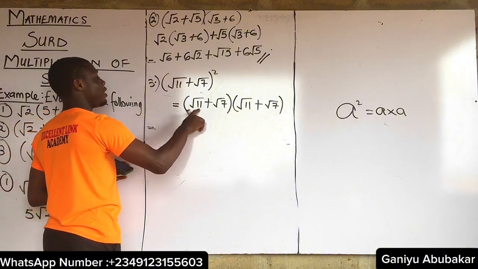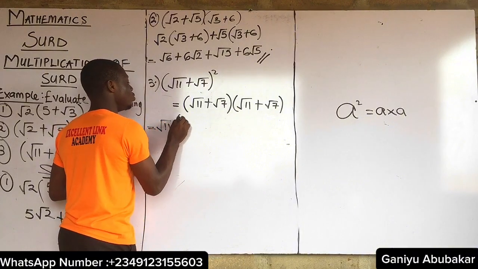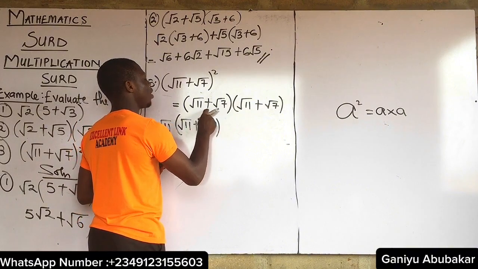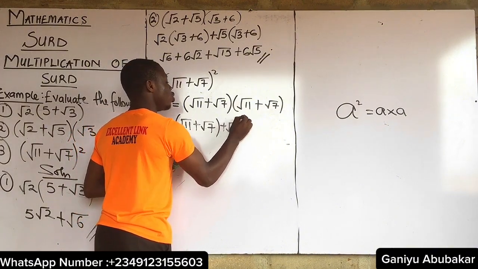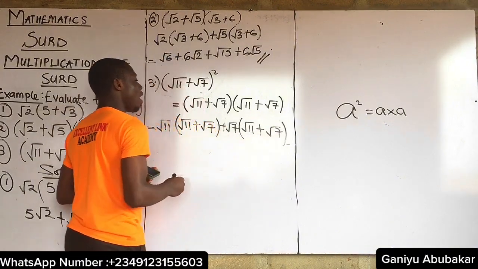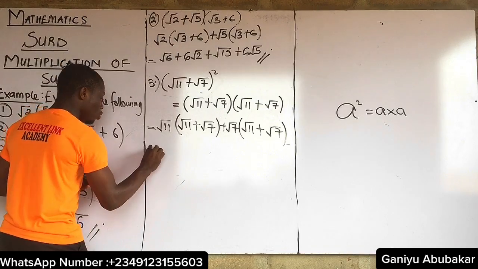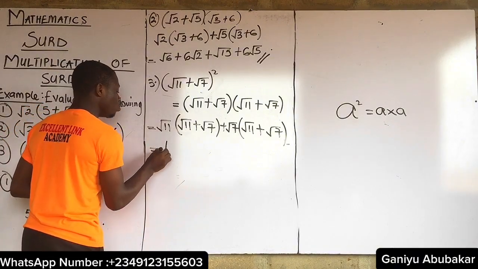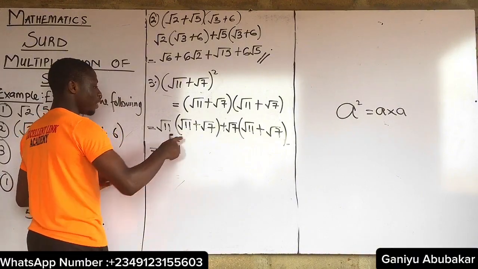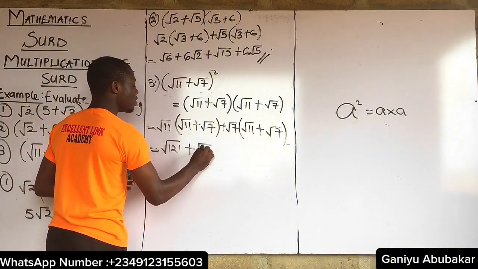My first priority is to pick out the first term here. That's root 11 into everything here, root 11 plus root 7. Next task is to pick out plus root 7 into everything here, root 11 plus root 7. At this point here, what's your next task? Next task is to expand through. So root 11 times root 11 will give root 121, if I'm correct.